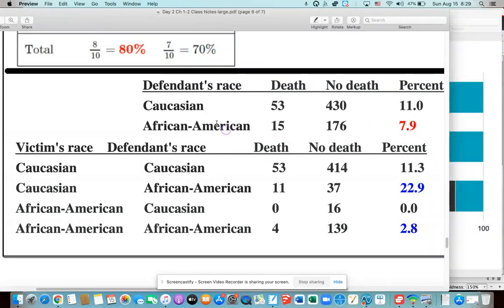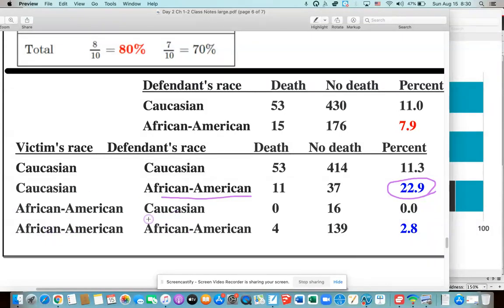So some people would use this data and say, hey, you've got no leg to stand on, because it looks like the Caucasians are getting sentenced to death at a higher percentage rate than the African Americans are. But if you separate it out by who the victim really was, was the victim Caucasian, or was the victim an African American, then there's a different story going on. When the victim was a Caucasian, the percentage of African Americans who were sentenced to death is way higher than the Caucasian. And same thing for the African American.